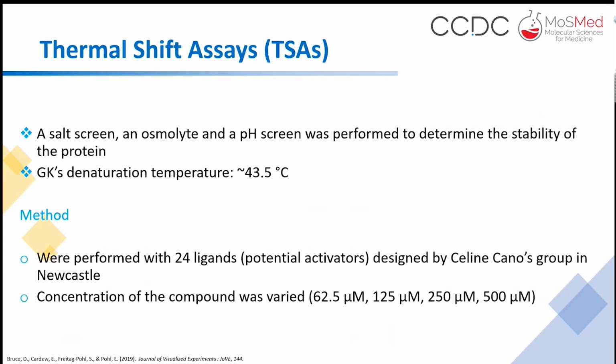And then the other reason for the experiments that I ran with thermal shift assays is in collaboration with Newcastle and Celine Cano's group there, because they have 24 potential activators that they have proved show some kind of activity. And so I ran the TSAs with glucokinase and these ligands to find out if the ligands have any kind of stabilizing or destabilizing effect on my protein. And I also varied the compound concentrations to see the effect of concentration.